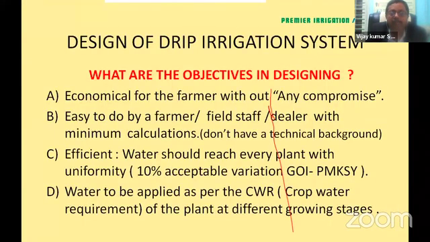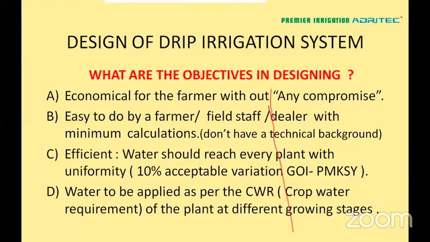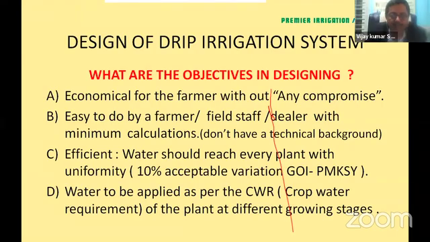Before we do, let us understand the objective. The main objective in designing is to have an economical design for the farmer without any compromise. It should be easy for the farmer, the field staff or the dealer to do with very minimum calculation. Those who don't even have a technical background can do this design, and it should be efficient, not a compromise. As per the acceptable norms of the Government of India, it should be within a variation of 10% only. And we should apply water as required by the crop water requirement of the plant, depending on the different growing stages.